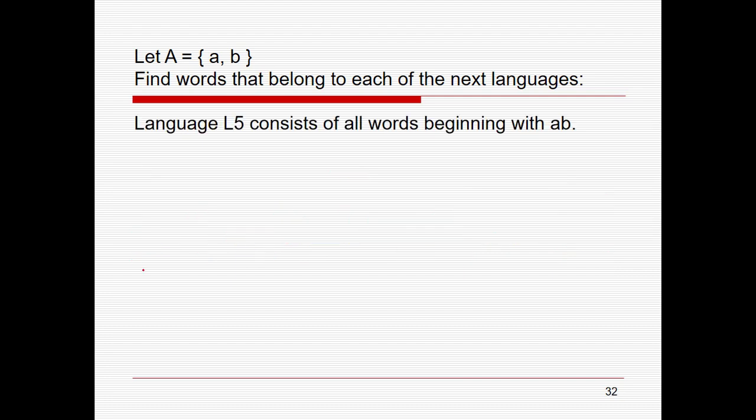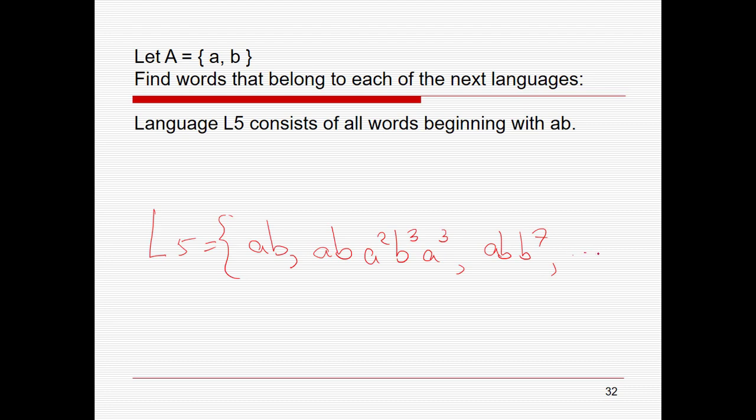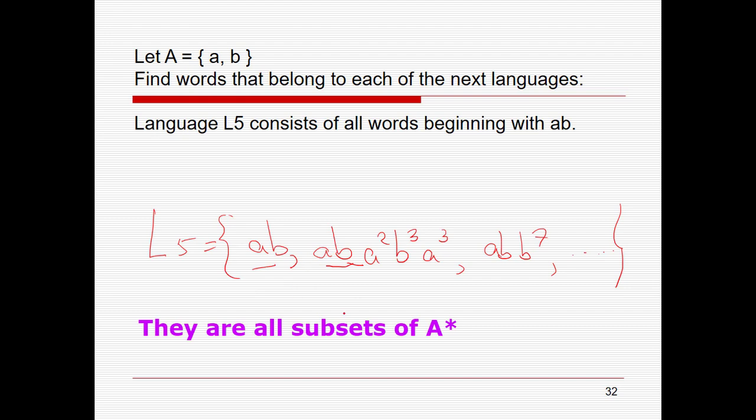Then the last one, language L5, consists of all words beginning with AB. So L5 is a set containing words beginning with AB. Nothing more, so we can already end. But we could also put in some A's, some B's, some A's again, or only B's. So the only real thing we know about these words is that it starts with AB. All these languages are subsets of A star.